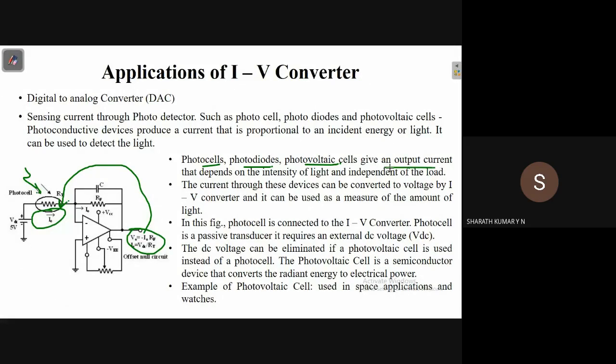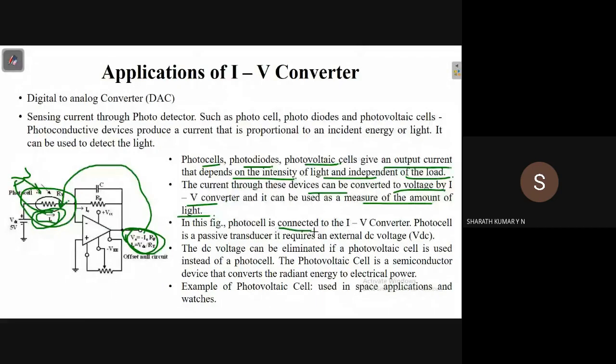So the output current depends on the intensity of the light and depends on the load. Based on that, output current is generated. The current through these devices can be converted into voltage by an I to V converter, and it can be used to measure the amount of light. So the voltage measured is proportional to the current, which is in turn proportional to the amount of light.